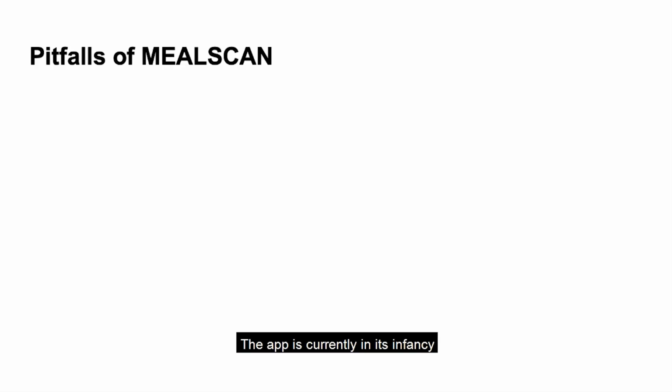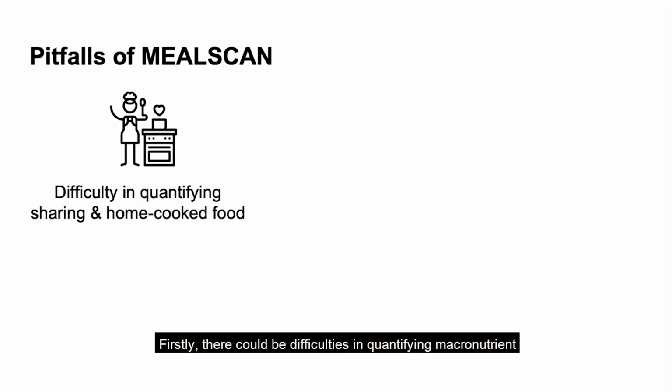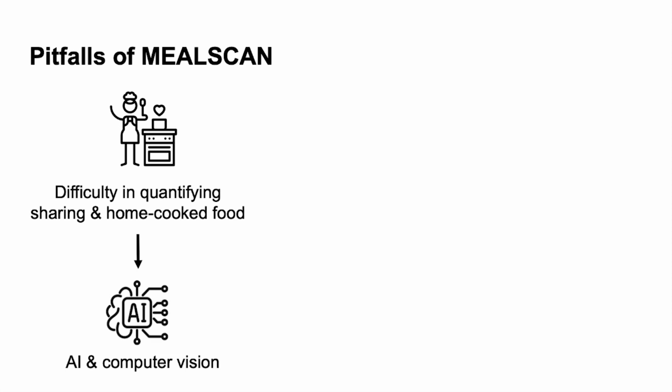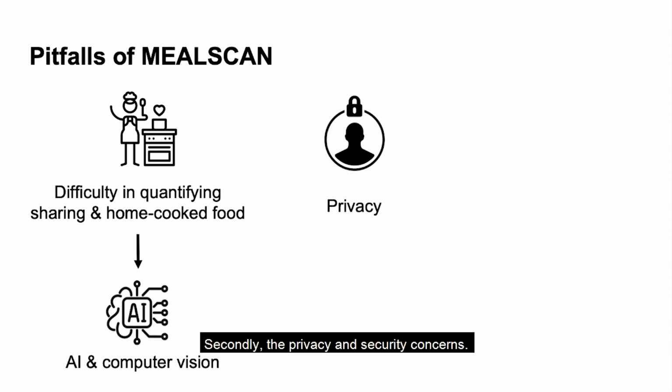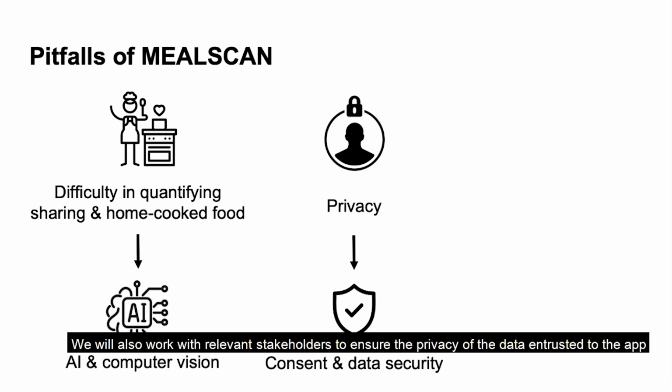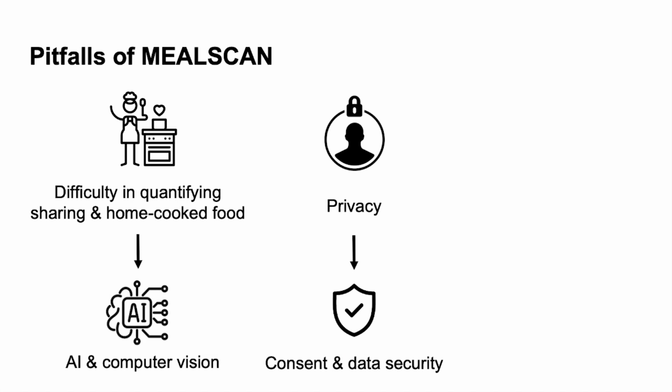The app is currently in its infancy, and there are numerous pitfalls we have identified. Firstly, there could be difficulties in quantifying macronutrients in home-cooked food and in food sharing. We aim to address this with the use of artificial intelligence and computer vision. Secondly, there are privacy and data security concerns. Data will be stored on the phone itself, and data can only be uploaded with the consent of the user. We will also work with relevant stakeholders to ensure the privacy of the data and trust it to the app.